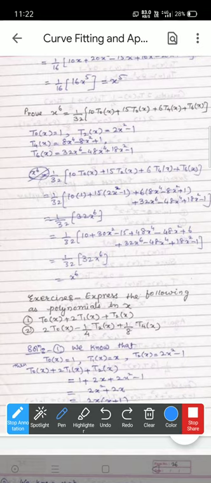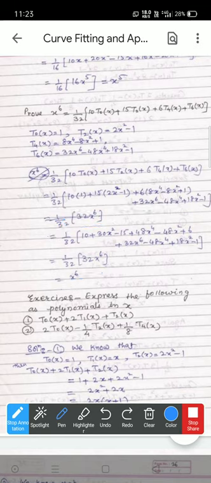Now, x raised to the power 6 is equal to 1 by 32, 10 T0 of x plus 15 T2 of x plus 6 T4 of x plus T6 of x. We know that T0 of x is equal to 1, T2 of x is equal to 2x square minus 1, T4 of x is equal to 8x raised to the power 4 minus 8x square plus 1, and T6 of x is equal to 32x raised to the power 6 minus 48x raised to the power 4 plus 18x square minus 1. Substitute these values in this right hand side expression. So, we get this. And solving this, we have 1 by 32, 32x square, then this 32, 32 cancel, and we get x raised to the power 6.